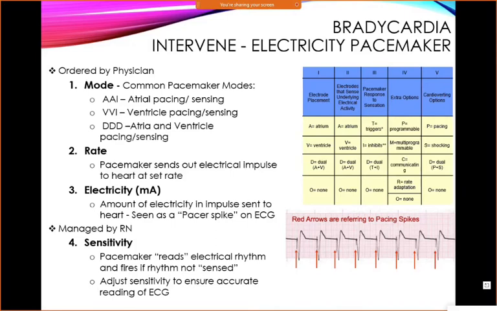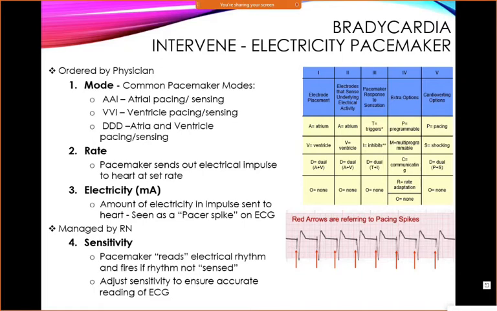if the electrode's sitting in the atrium and only pacing the atrium, you get AAI. If it's sitting in the ventricle and only pacing the ventricle, you get VVI. And if it's in both, it's dual, which is D. Don't worry about triggers and inhibits. That's way more detail than you'll ever need.